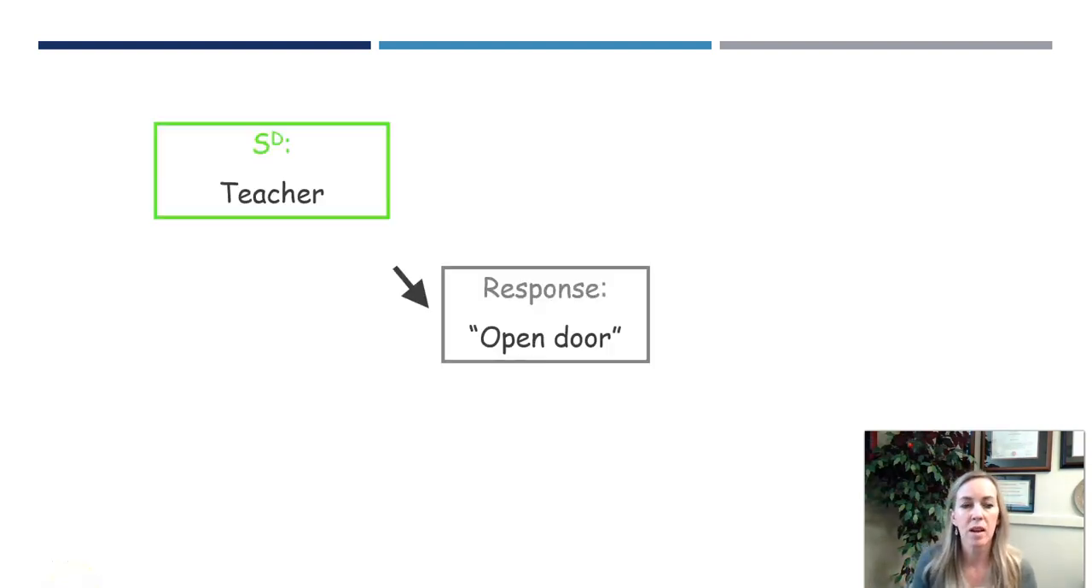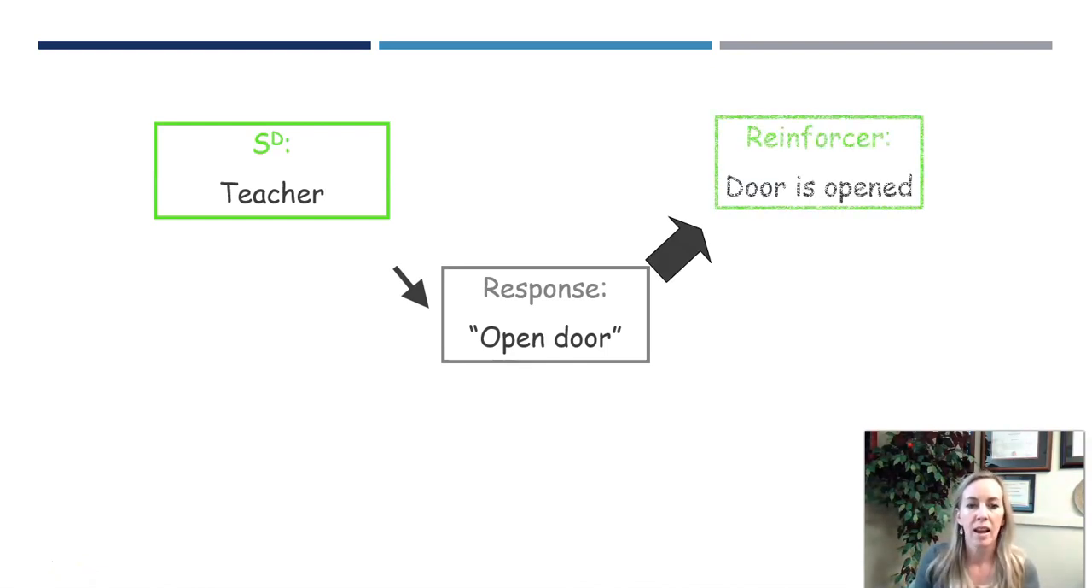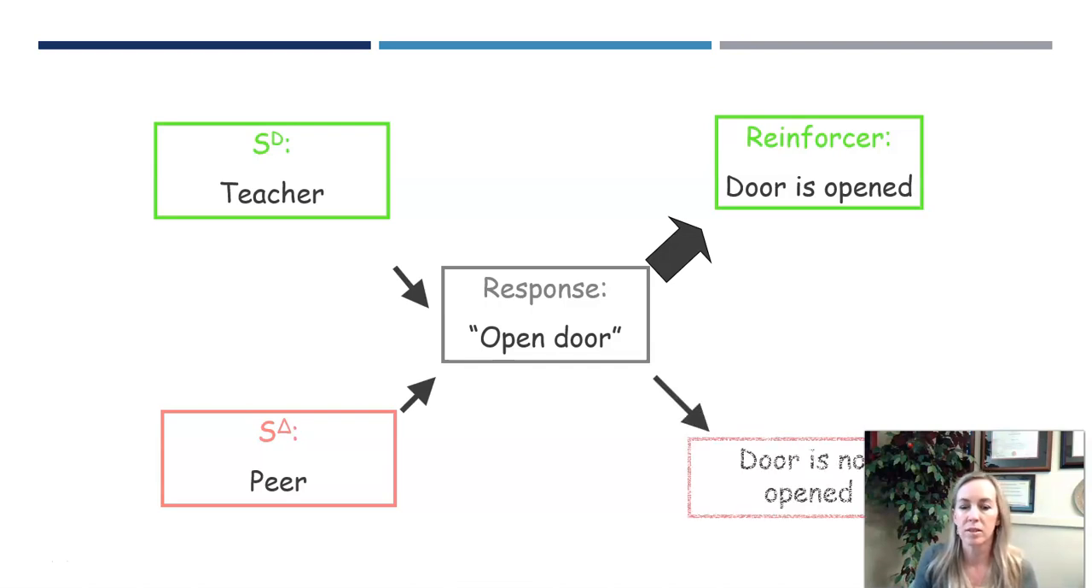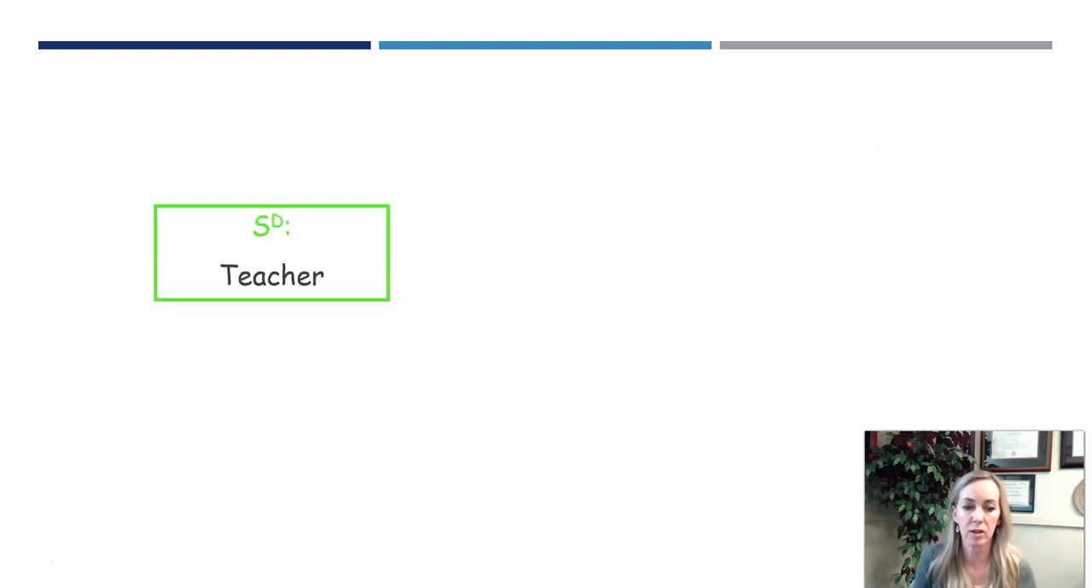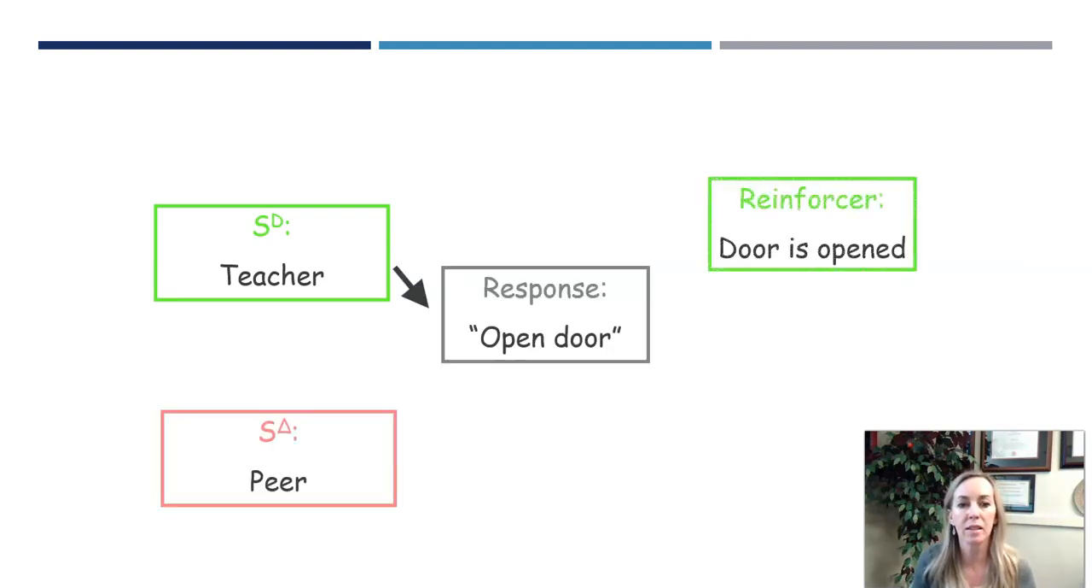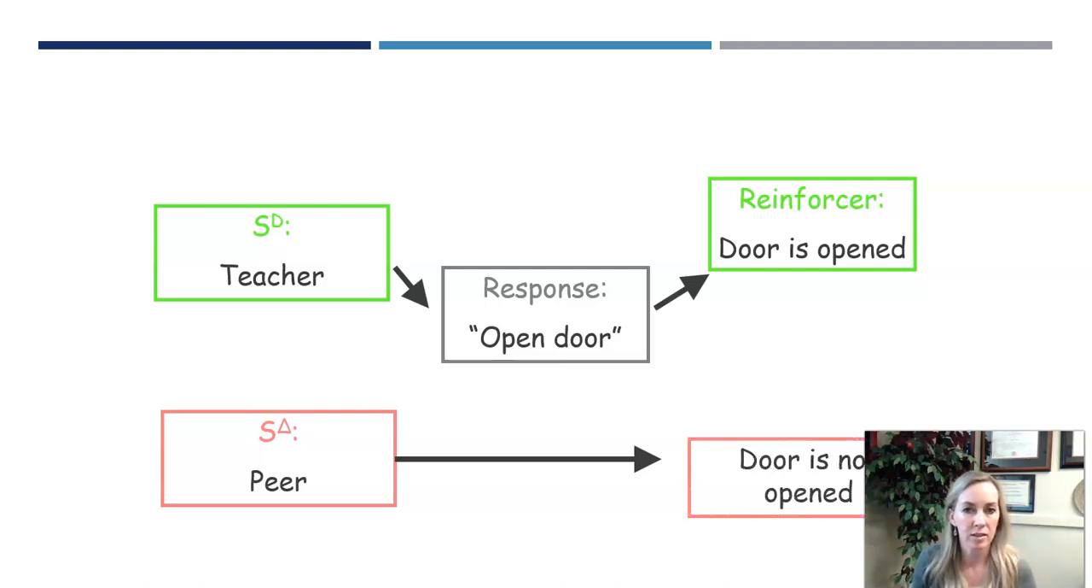One last example. There's a teacher present. A student asks, open the door, and the door is opened. But peers, not so helpful. When the student says, open the door, peers are just going to walk on by. So this student learned that the SD, or the discriminative stimuli, are teachers. So the door will get opened if you ask, because they're helpful people. And peers, in this case, not so much. So they won't be opening doors for other students. Therefore, the door is not open.